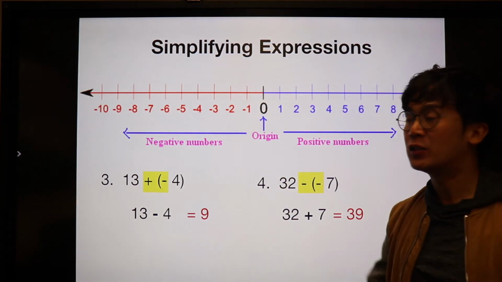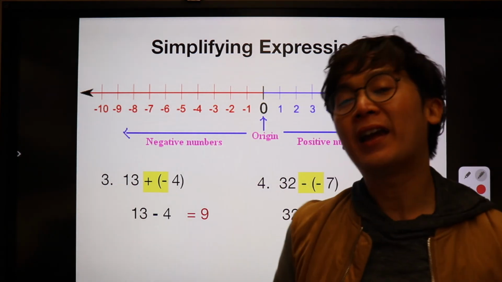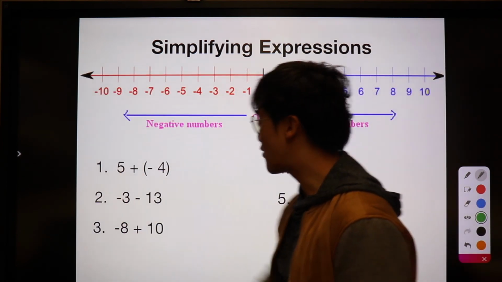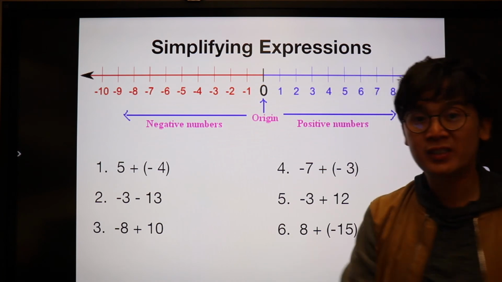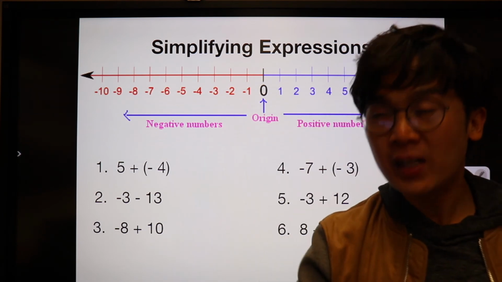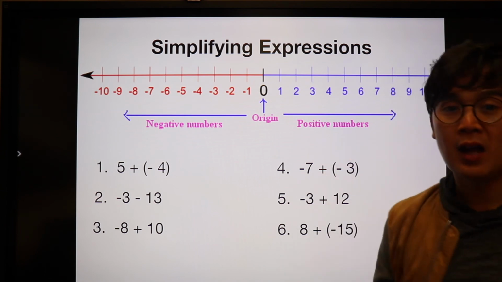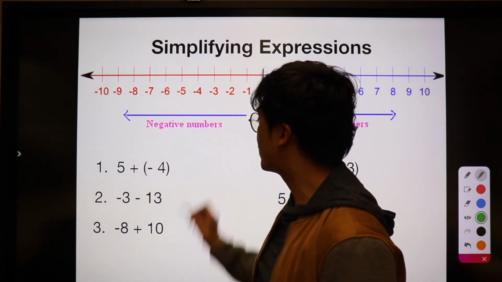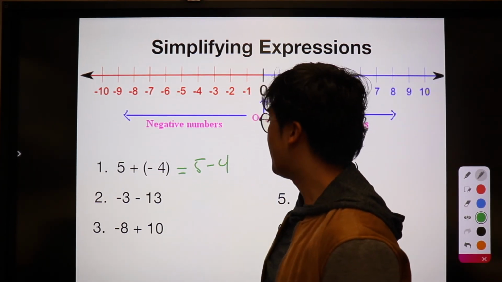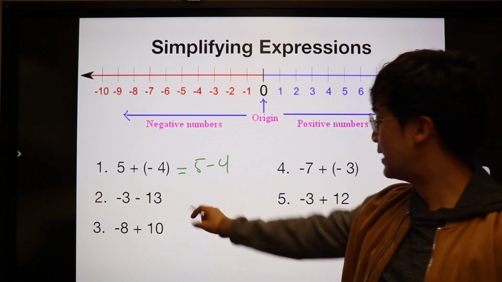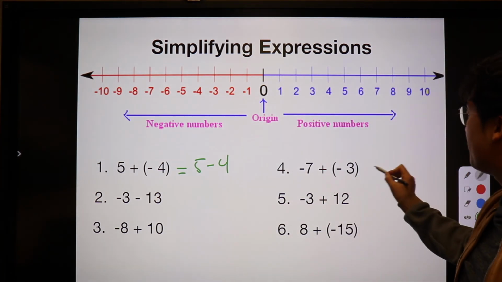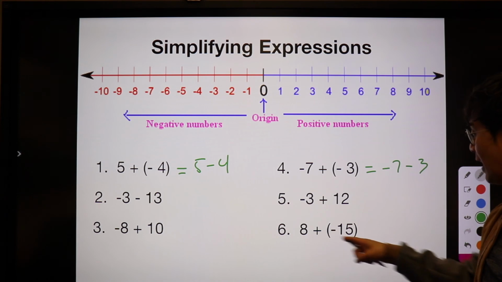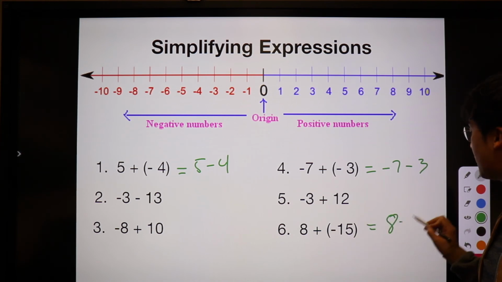So that is how you deal with problems similar to the 4 examples that I have shown you. And as a recap, knowing the techniques and strategies on how to add and subtract integers, let's see if you can answer problems number 1 to number 6. Pausing this video and answering these problems using your number line, number 1, 5 plus negative 4 will turn into 5 minus 4. This one is a negative answer. This one is a positive answer. This one will be simplified into negative 7 minus 3. This one is going to be a positive answer, and this one will be simplified into 8 minus 15.